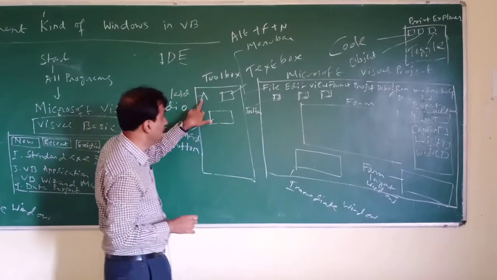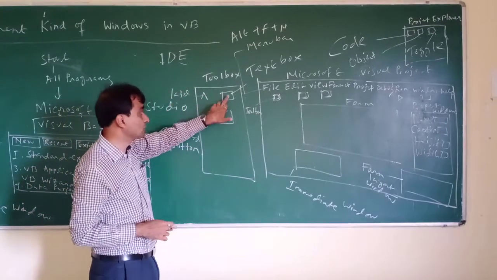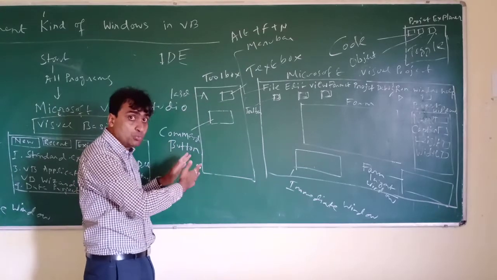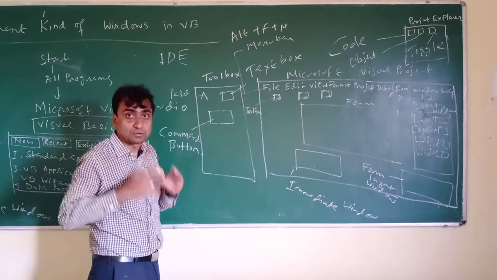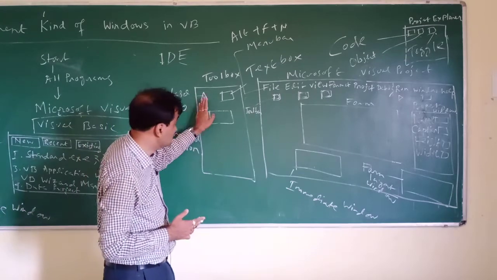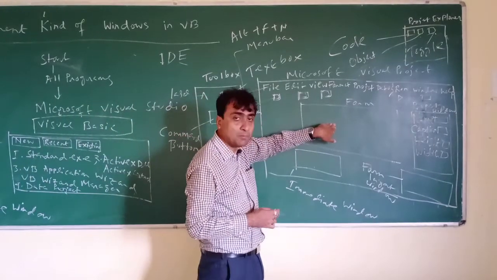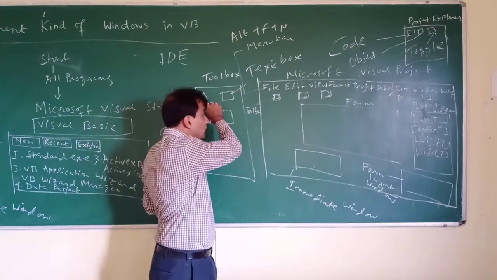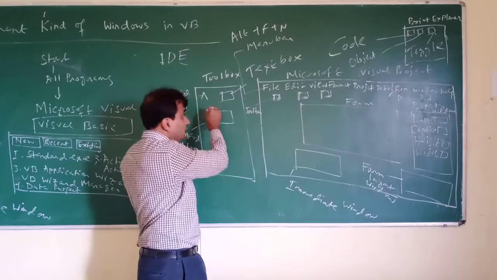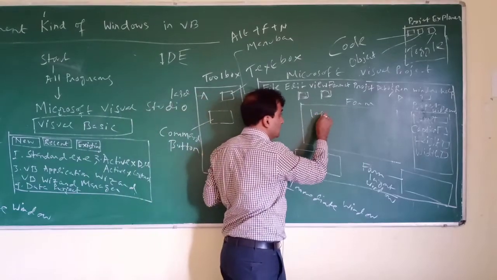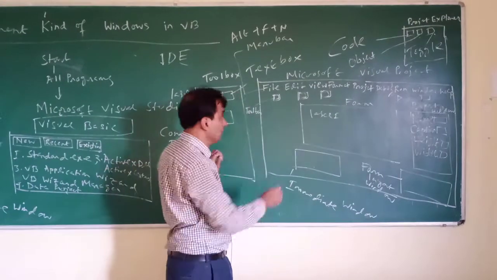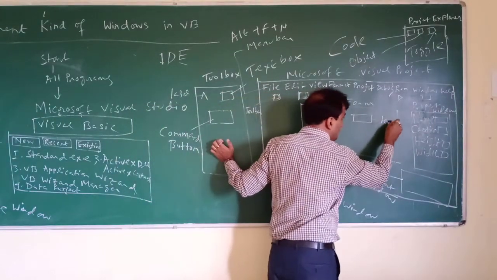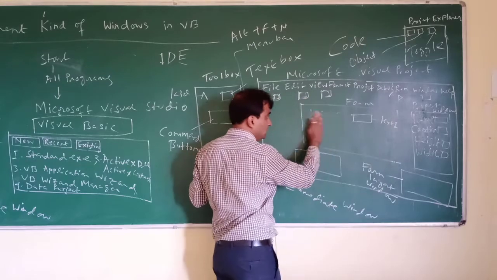From here some tools will be there. Some tools you can see like label, text box, command button. These are the names of the tools. How we'll use these tools I'll tell you later on. These tools are dragged and dropped on the form. You know drag and drop in the computer, everybody knows. We'll drag it from here to here. If you drag it from here to here, it will come like this, Label1. I'll drag this from here to here, then it will become Text1.